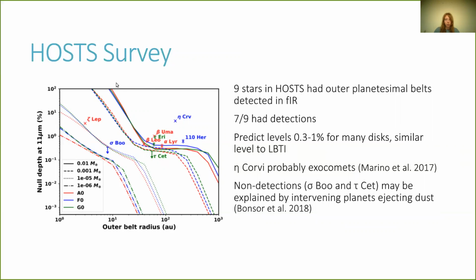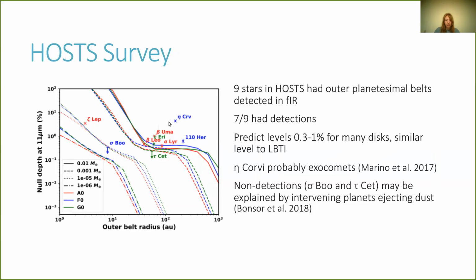So the general trend from our model is that as the belt moves further from the star for a given dust mass, we predict a lower mid-infrared excess because the dust is getting colder. However, for the higher dust masses, we predict that we get a plateau around 0.3 to 1%. So we predict that a lot of systems should lie in this region, before the excess starts to deplete again for very far out belts. And looking at the HOSTS stars, we can also see that a lot of the systems lie in the same region around the plateau. However, there are some exceptions.